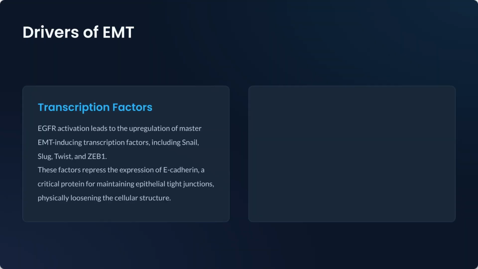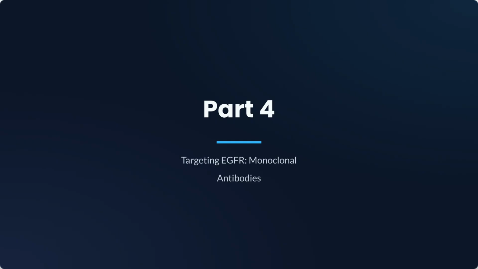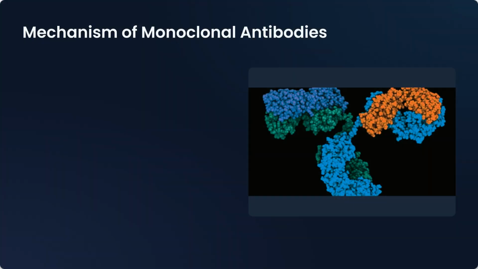EGFR activation upregulates EMT-inducing transcription factors, repressing E-cadherin, and loosening the cellular structure. This simultaneously upregulates mesenchymal markers, providing enhanced motility and invasiveness. We now begin Part 4, focusing on monoclonal antibodies as a strategy for targeting EGFR.